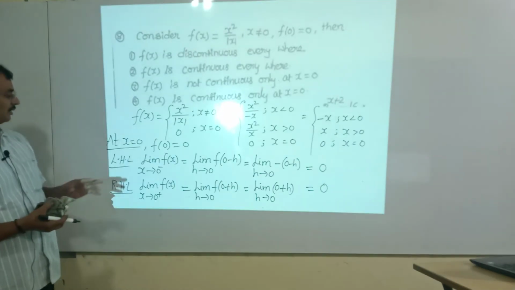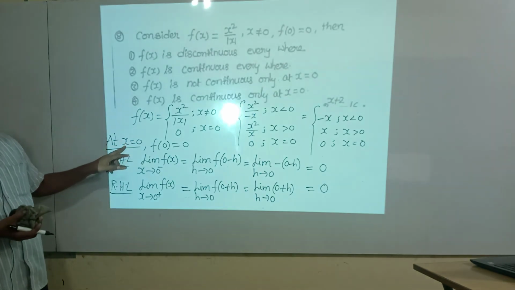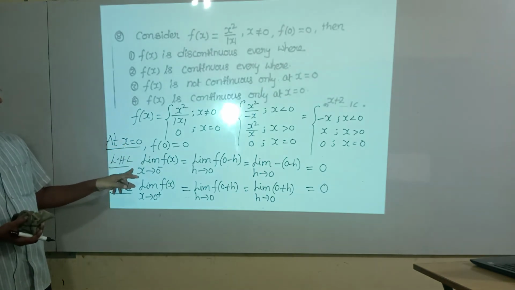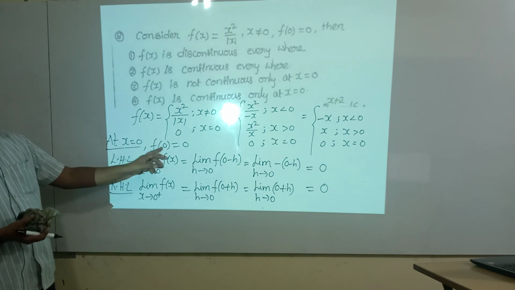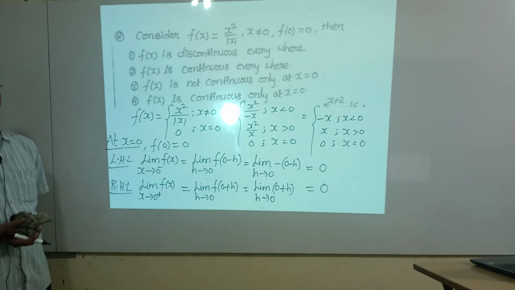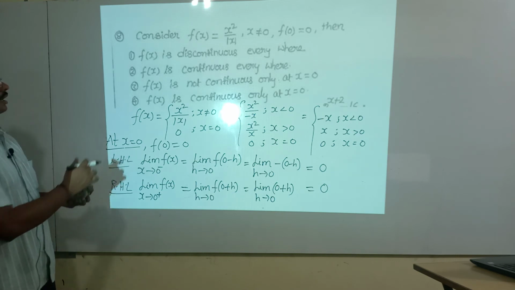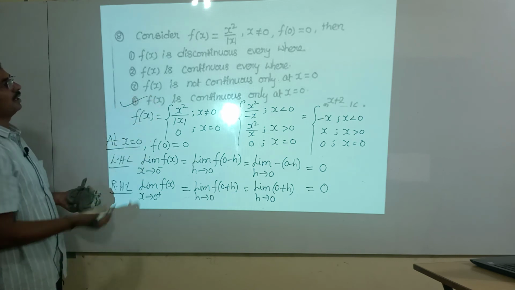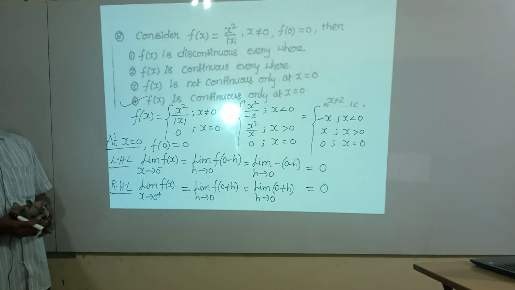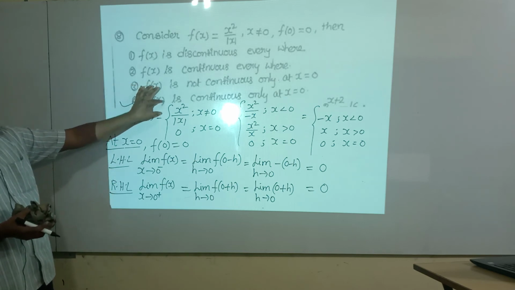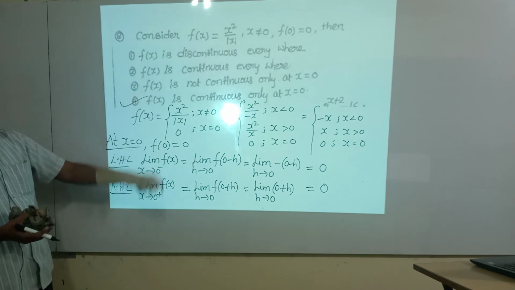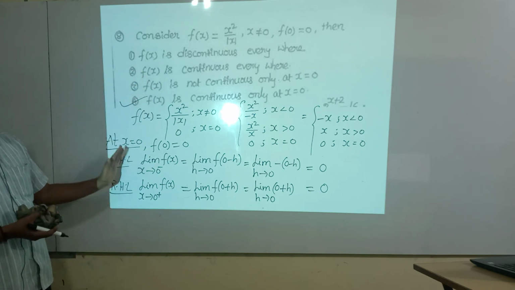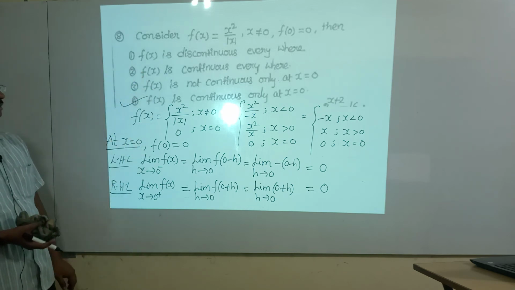So what I have done here: at x equal to 0, the left hand limit exists, the right hand limit exists, and also f of 0 is 0. Hence f of x is continuous only at x equal to 0. Okay, at x equal to 0 it is a continuous function.